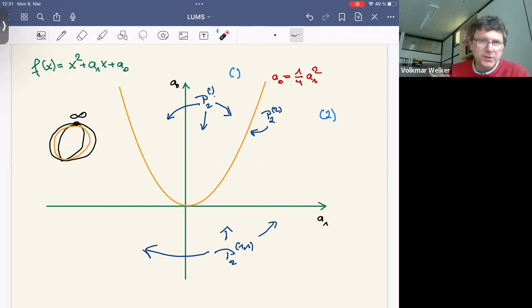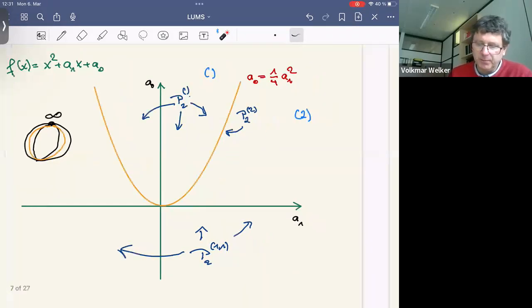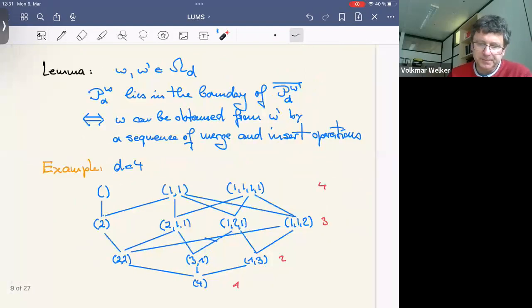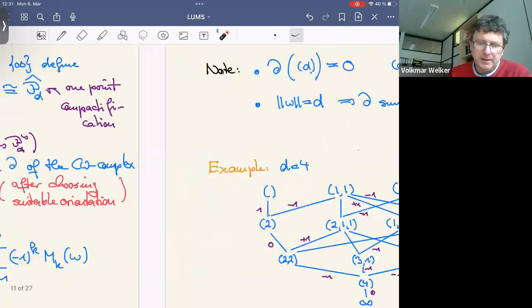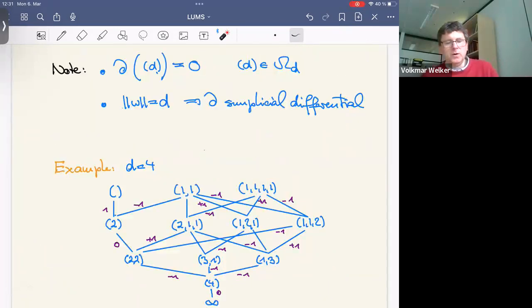Of course, as soon as you start with D equals 3, 4, and so on, the pictures become very complicated and essentially impossible to draw. For degree 3, you can still draw something. There's this famous swallowtail, but starting with degree 4, it's absolutely impossible to draw anything reasonable.